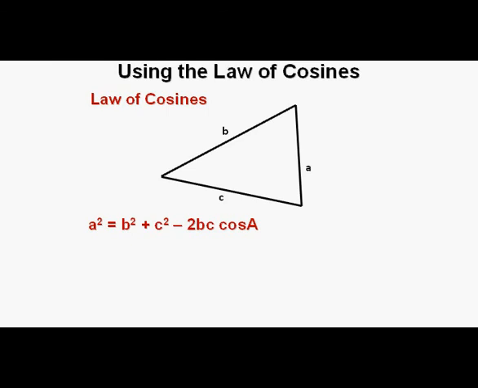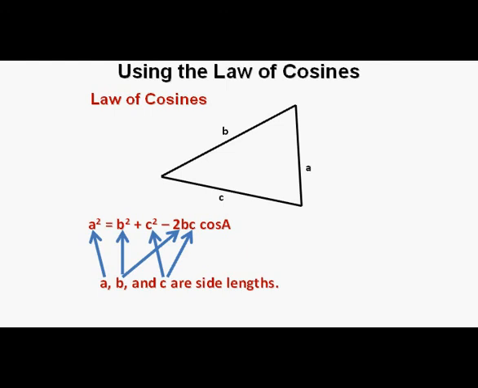The law of cosines is the formula a squared equals b squared plus c squared minus 2bc cosine A. The lowercase a, b, and c are the side lengths a, b, and c. And cosine A, as in cosine capital A, is the cosine of angle A, which is opposite side little a.